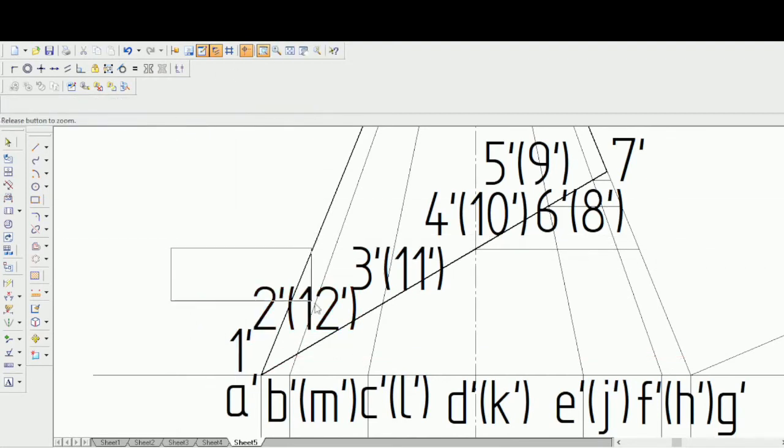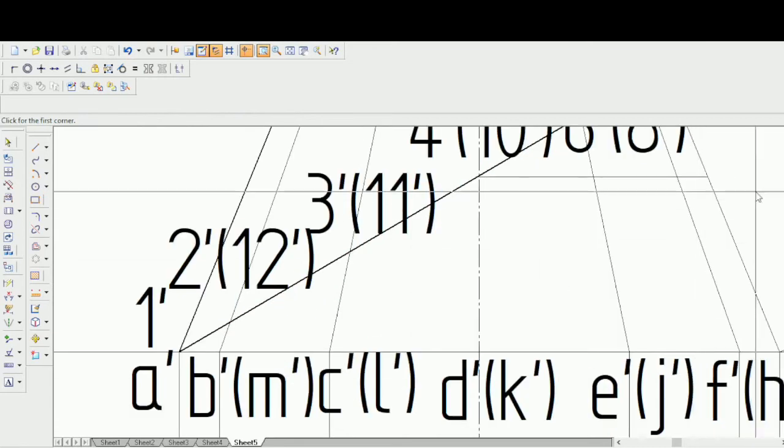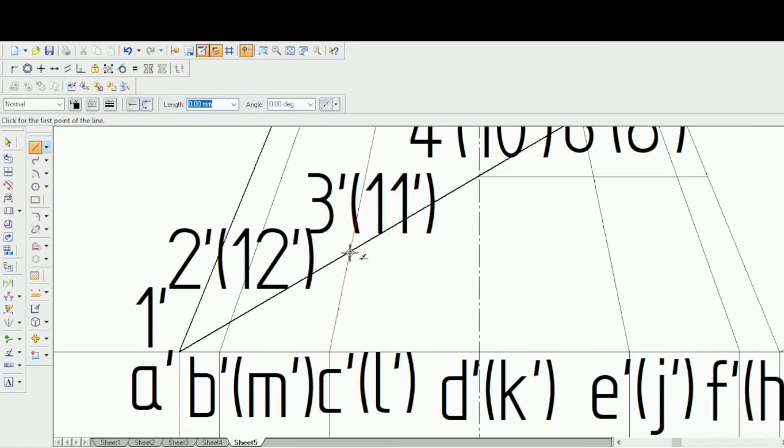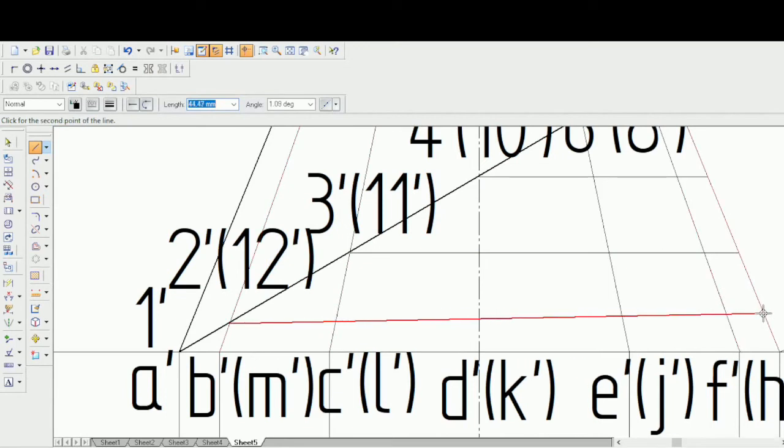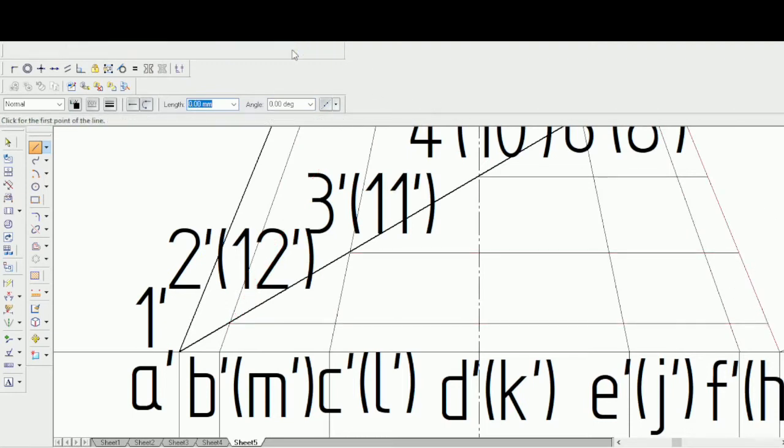So let's zoom into these areas and draw, using normal lines. Okay, so we have just drawn that line, and now we will finish off with this line. Let's enter the angle as 0 degrees, enter. Okay, so now we have finished that.